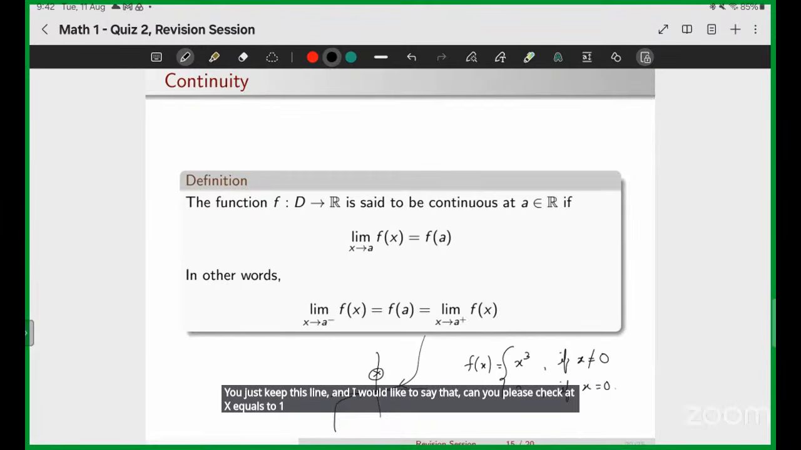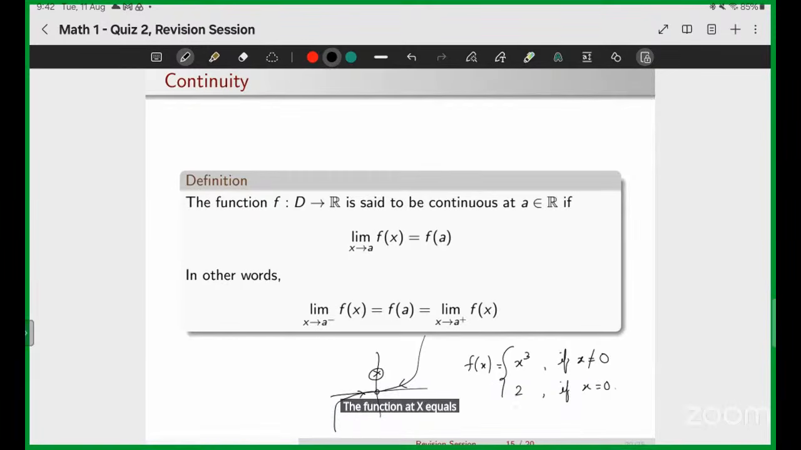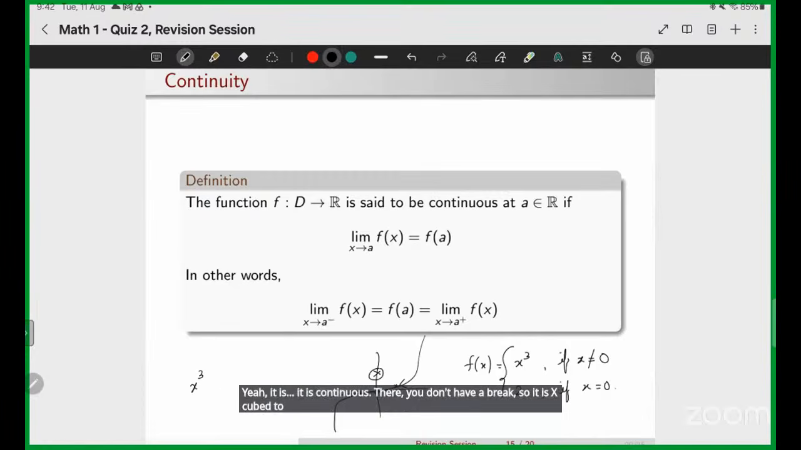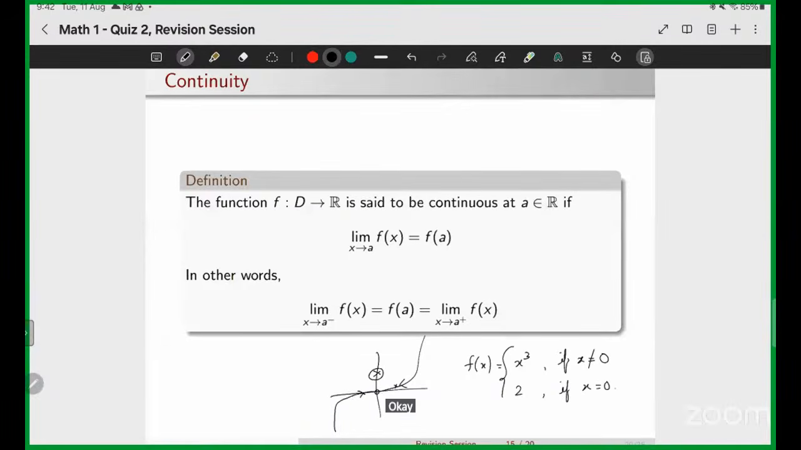The function at x equals 1, is it continuous or not? This function itself? Yes, it is continuous. There you don't have a break. So it is x cubed to the left, it's x cubed to the right, and the function value is also equal to 1.